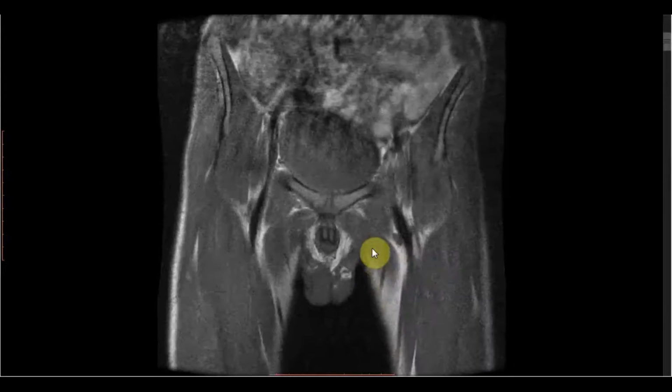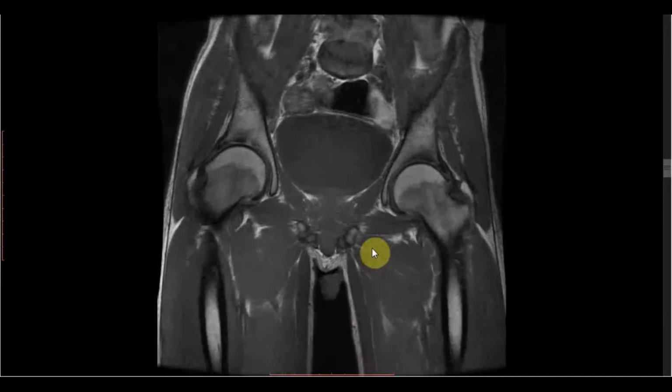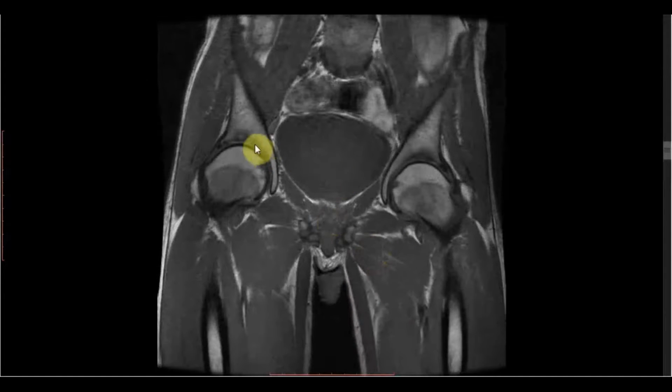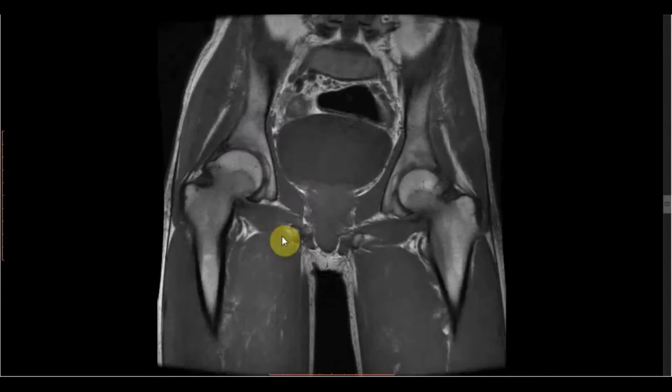Let's see this coronal T1 weighted sequence in which there is presence of subchondral sclerosis in the acetabulum. The T1 weighted sequences are most sensitive for demonstrating subchondral sclerosis, and we can see presence of hypointensity deep to the articular cartilage, articular surface, and this is subchondral sclerosis. And there is presence of osteophytes at the junction of head and neck.